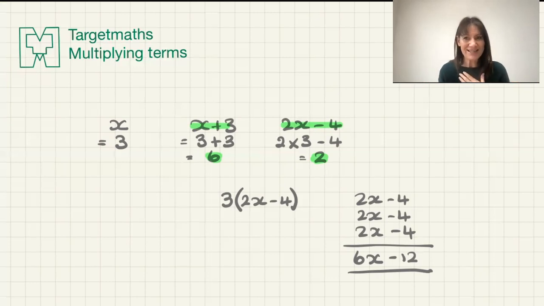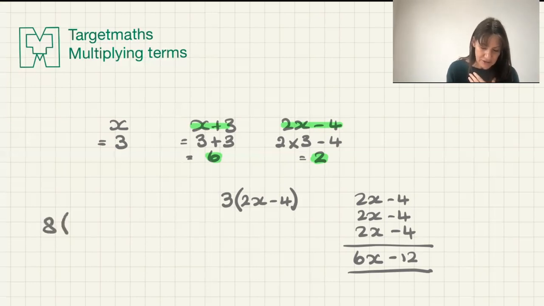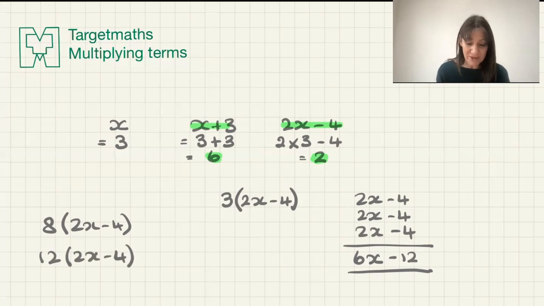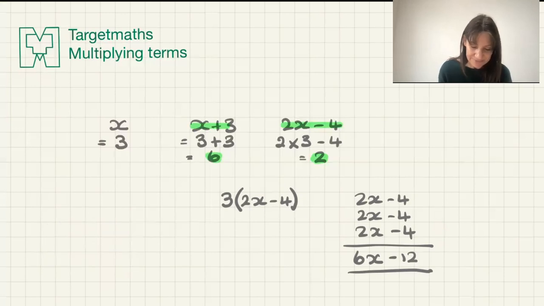Okay, so that's a method that you could use. I'm not going to do it that way simply because we could get a question like 8 times 2x minus 4. Or what if we had a question that was 12 times 2x minus 4? I absolutely don't want to be listing this out 12 times, 8 times. I want a shortcut. I want an easy way to do this. So the easy way to do this is to take the 3 and just look at multiplying it to that first term. So what we're doing here is 3 times 2x.